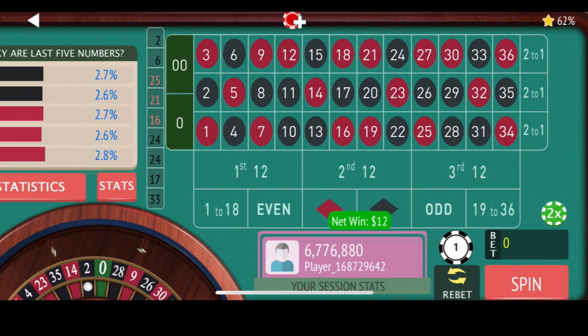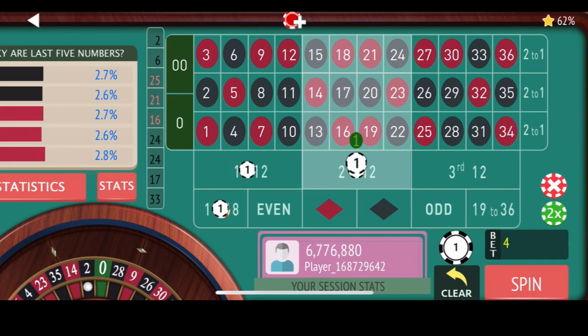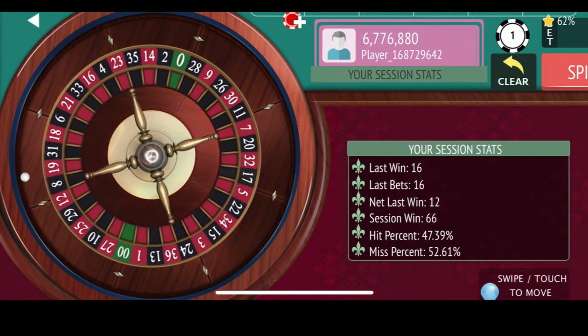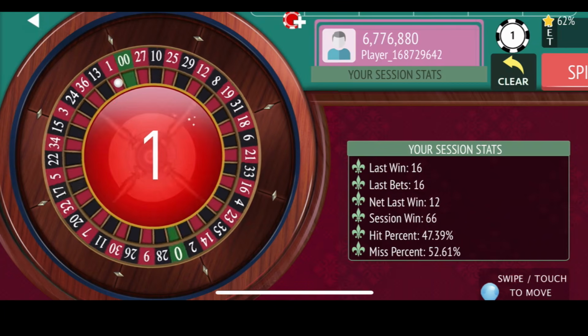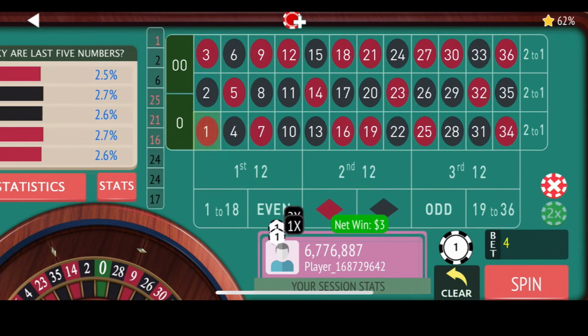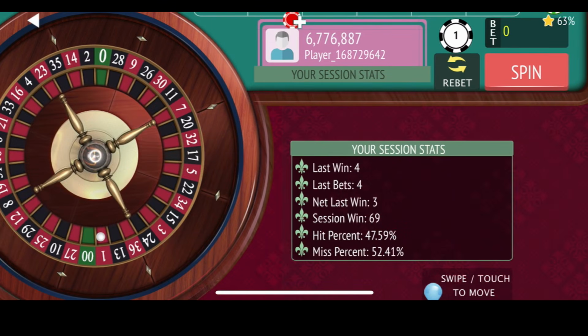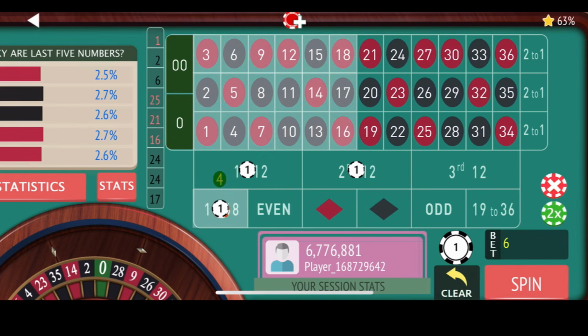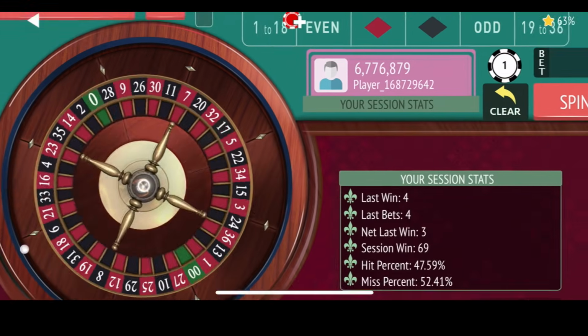All right, that bumped us up into a new session high, so we're going to reset back to our base level bet. New session highs at $66. We're at spin 25. There's a $3 win right there. And we're trying to shoot for 76. So repeat the bet, up 1 unit each bet.